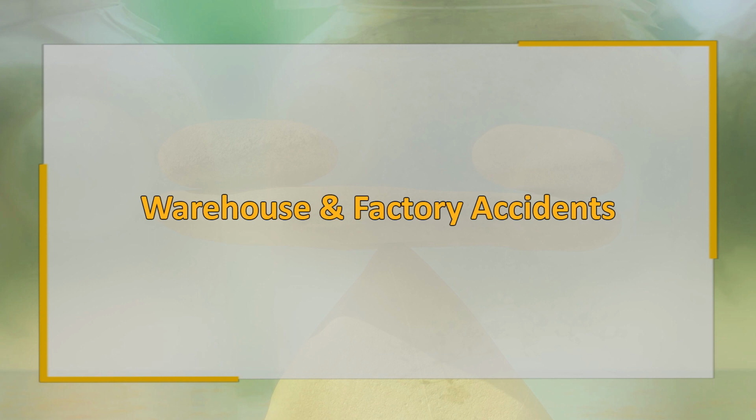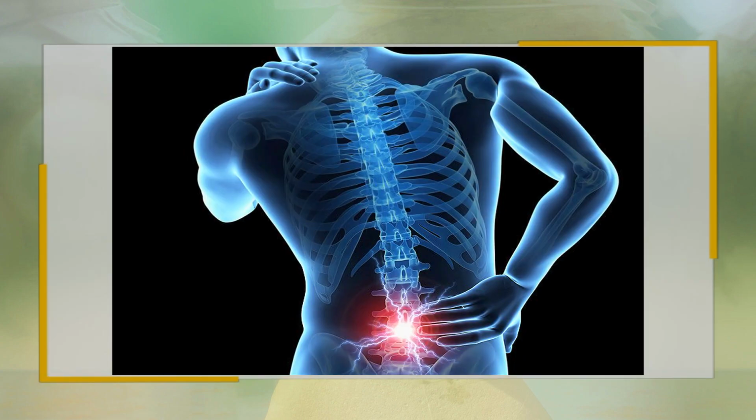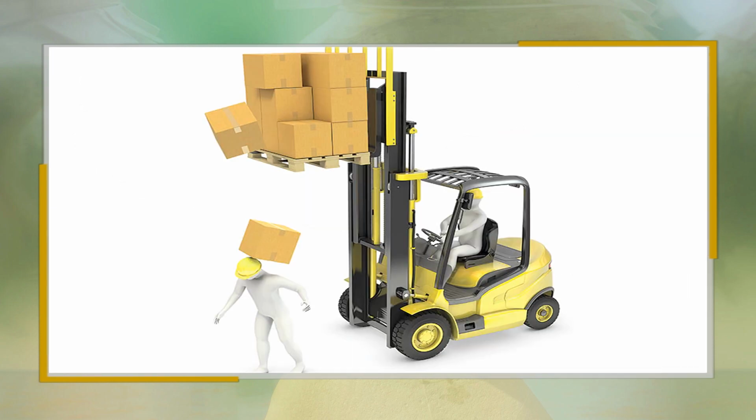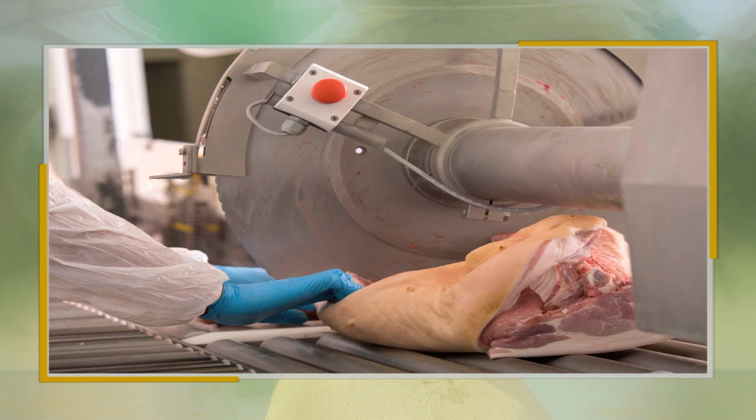Warehouse and factory accidents. Warehouse and factory workers are often subject to dangerous working conditions. Unfortunately, these dangerous working conditions can result in serious accidents and injuries. Some of the most common types of accidents and injuries that occur in a warehouse or factory include back injuries, repetitive stress injuries, forklift accidents, lifting injuries, machine injuries.